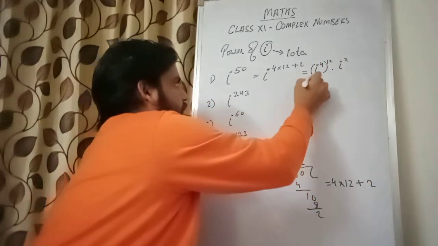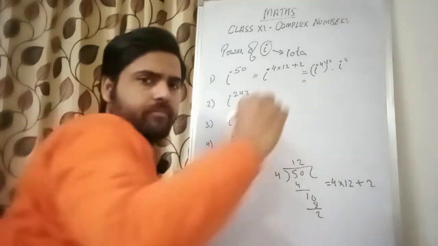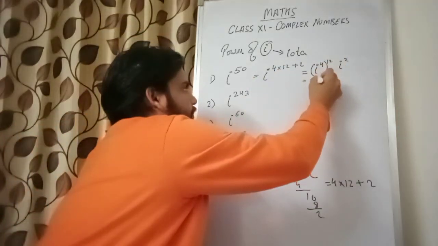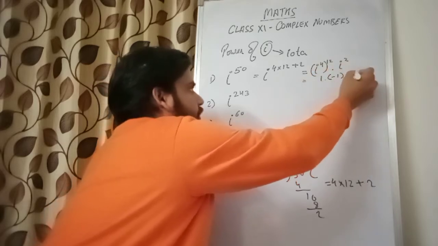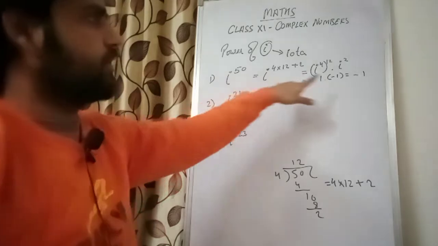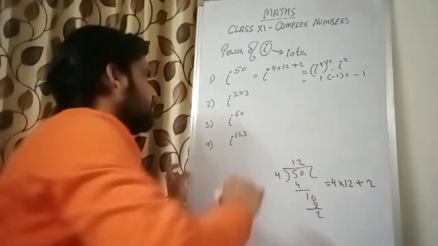Alright. So I know I to the power 4 is what? 1. So 1 to the power 12, that will be 1 only. I square is what? Minus 1. So it will be minus 1. So I to the power 50 is what? Minus 1. Fine. Let's do this one.